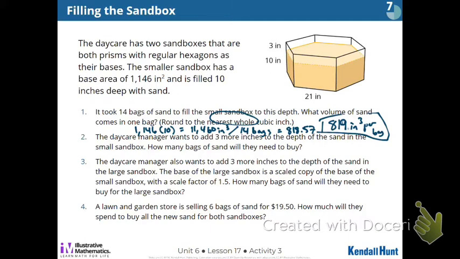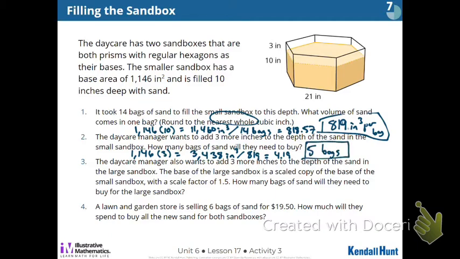So for number 2, they want 3 more inches. Does my base change for that? Nope. So I've got 1,146 for my base. I'm only going to go 3 more inches high. 3,438 cubic inches is what is going to get added. Now, if I want to know how many bags, I'm going to divide by the volume per bag. So divide by 819. And that gives me 4.19. But Lowe's isn't going to let you just roll up in there, cut a little hole in the side, and drain out 0.19. So you need to buy 5 bags.